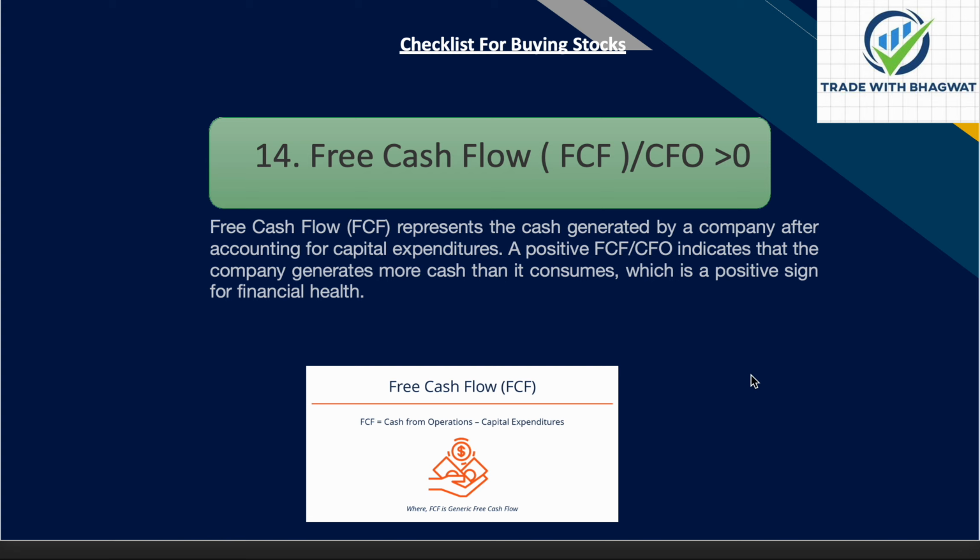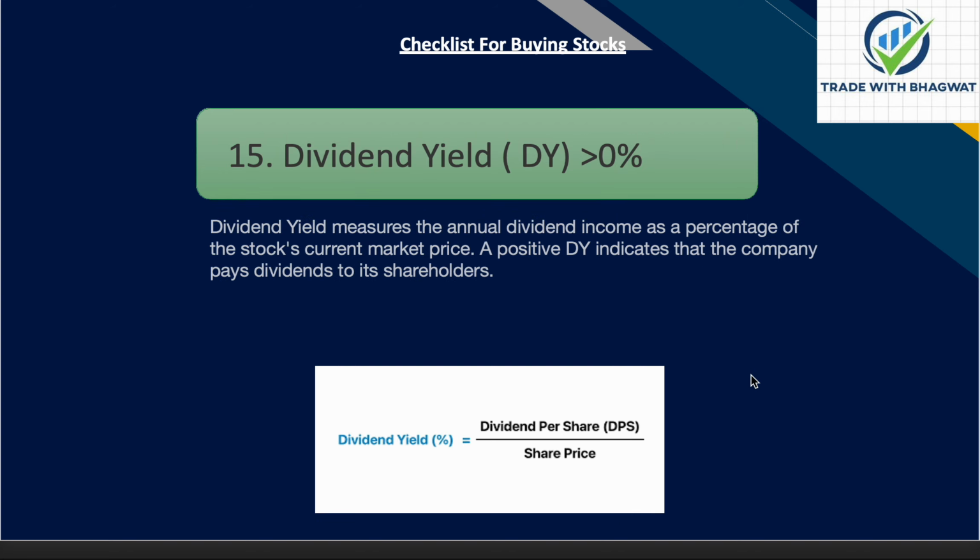What is free cash flow to firm? It represents the cash generated by a company after accounting for capital expenditure. A positive FCF or CFO indicates that the company generates more cash than it consumes, which is a positive sign for financial health, isn't it? It's always positive when they talk about a company generating more cash than it consumes. That's slightly similar to what we have seen in sustainable growth: how much cash companies can generate and sustain.